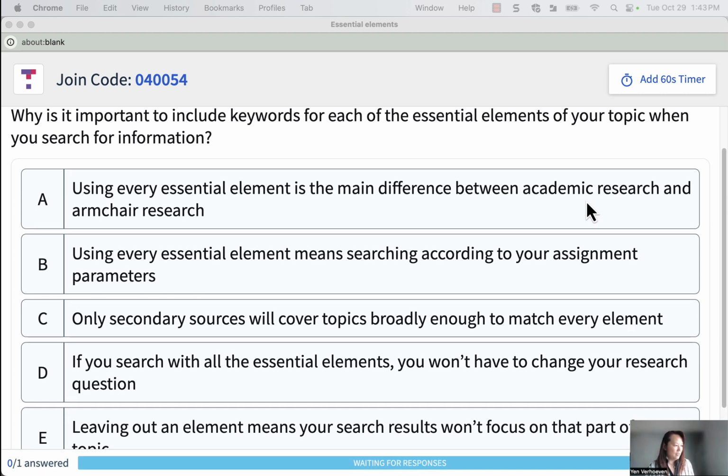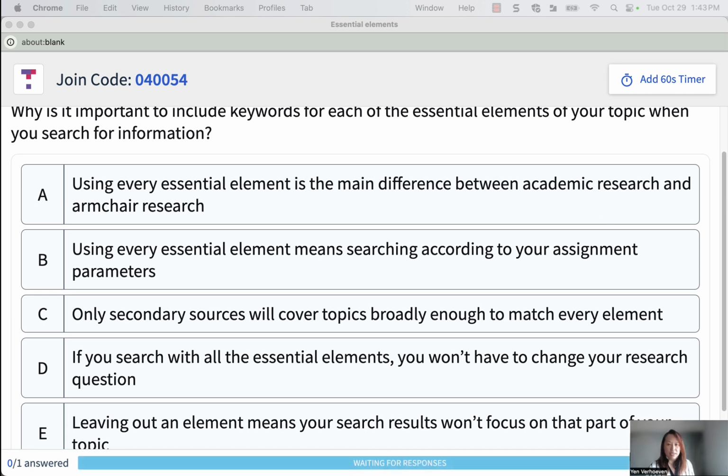Sorry, this is really blown up. There we go. Hopefully you can see it that way. Okay? A, using every essential element is the main difference between academic research and armchair research. B, using every essential element means searching according to your assignment parameters. C, only secondary sources will cover topics broadly enough to match every element. D, if you search with all the essential elements, you won't have to change your research question. Or E, leaving out an element means your search results won't focus on that part of your topic.